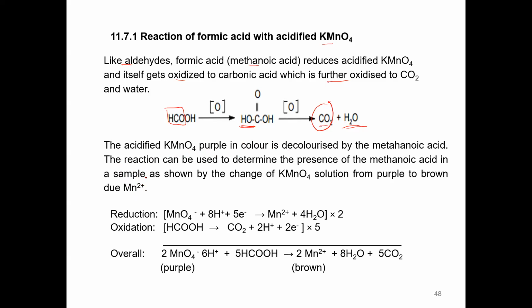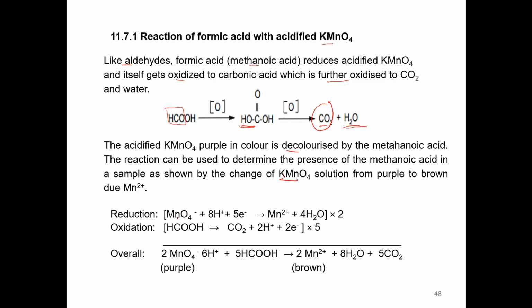Okay, so kalau kita ada sampel tak tahu ada acid ke dalam ni, ada methanoic acid ke, so boleh buat reaction with KMnO4. Because of methanoic acid ataupun formic acid, dia akan reduce KMnO4. Okay, dia akan buatkan purple color ni decolorize lah. Okay, jadi warna brown. Okay. So this is the reduction oxidation reaction lah of this reaction.